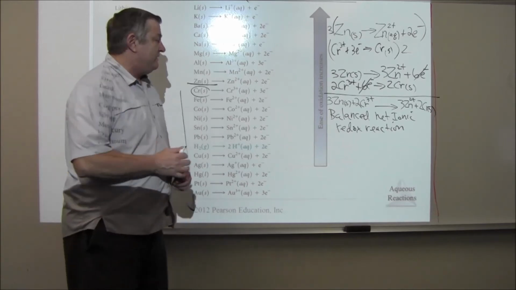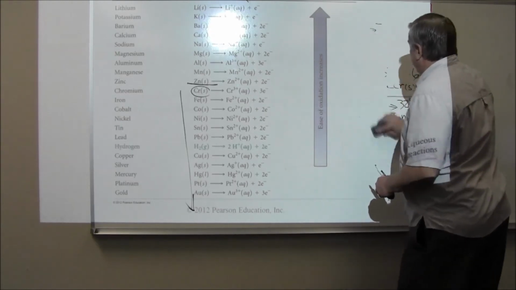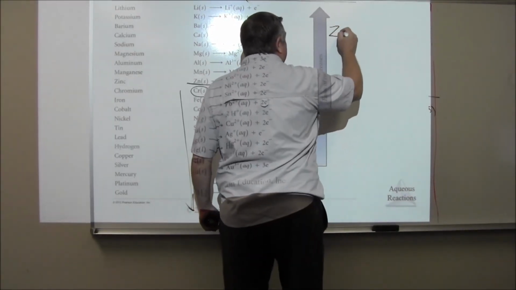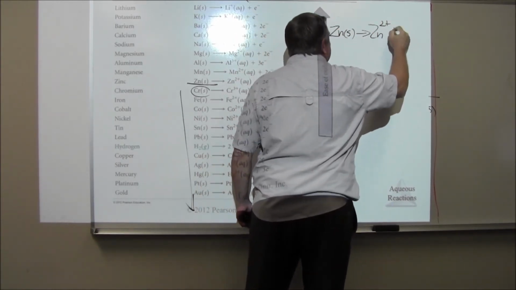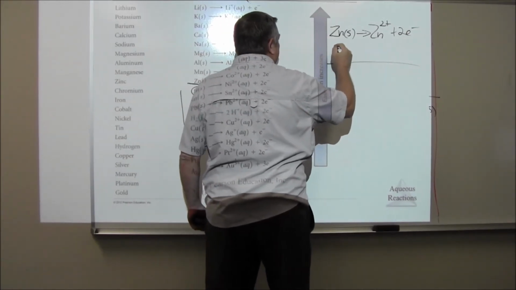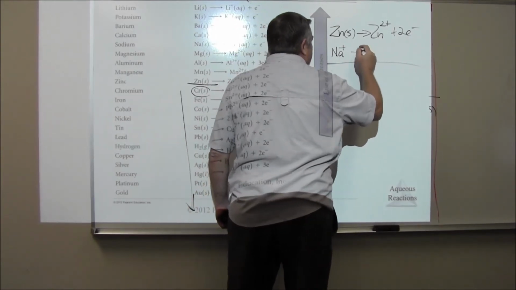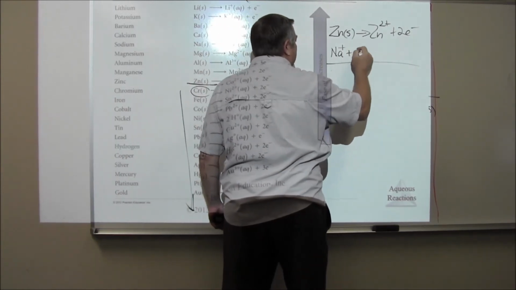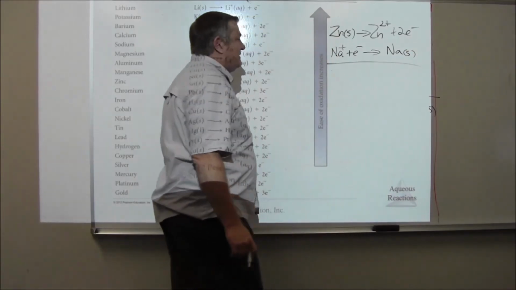And now let's do one with zinc. So let's write our zinc again. Zinc solid going to zinc 2 plus 2 electrons. Let's see if we can react it with sodium. Let's go ahead and flip sodium, because the other one has to be flipped. We're going to keep zinc as a redox reaction. Sodium plus 1 electron goes to sodium solid.